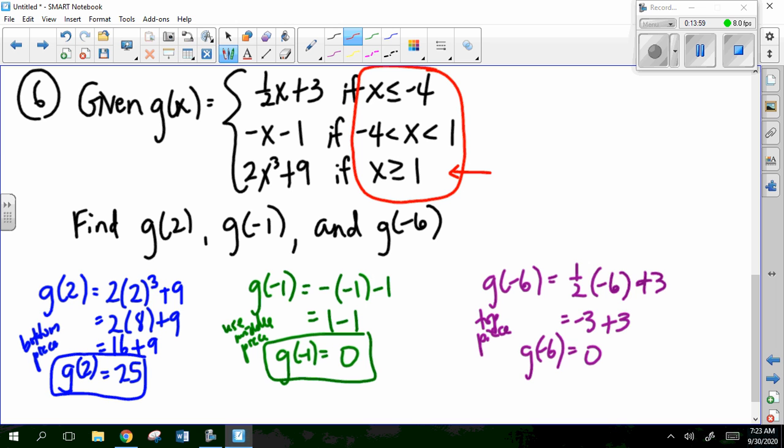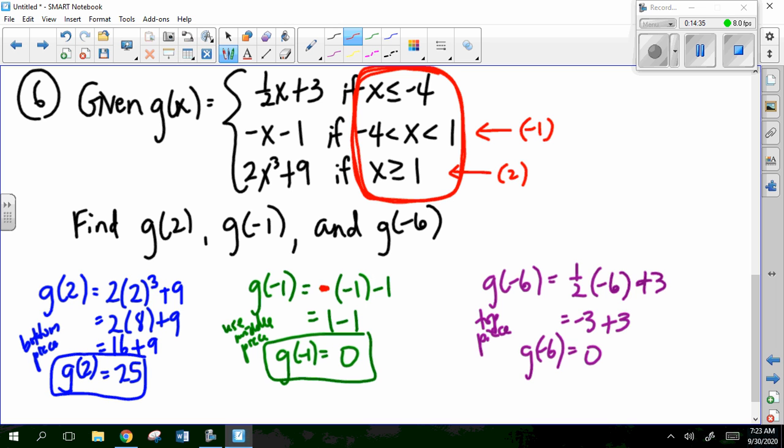All right, then we move to the middle, g of -1. So I have to figure out where -1, again, fits into those piecewise functions, okay? Does +2 fit here? All right, -1 is between -4 and 1. So -1 fits in the middle piece. So then I plug -1 in for x. Be careful because there was that extra negative in front of it. So we get +1 minus 1 is 0.